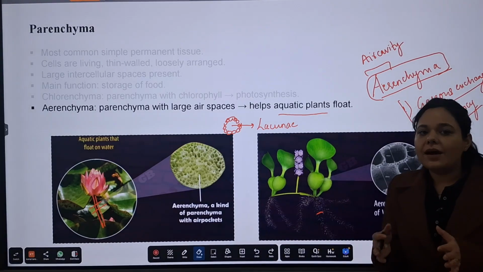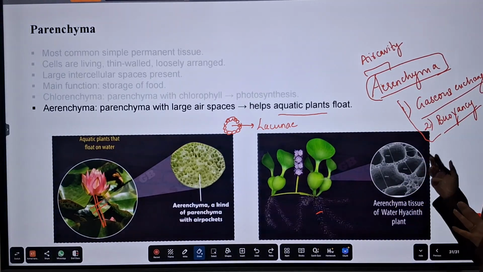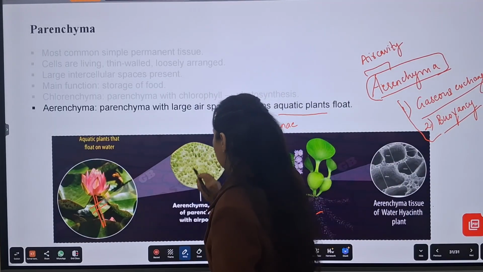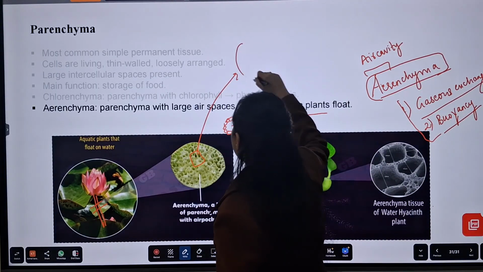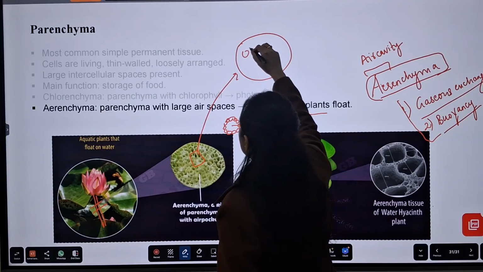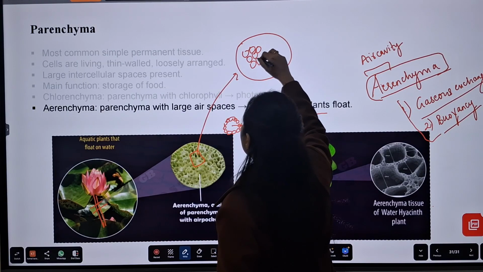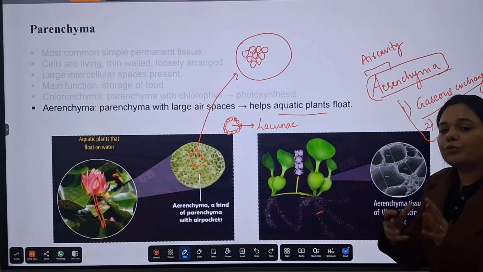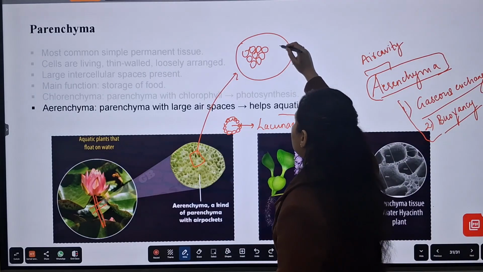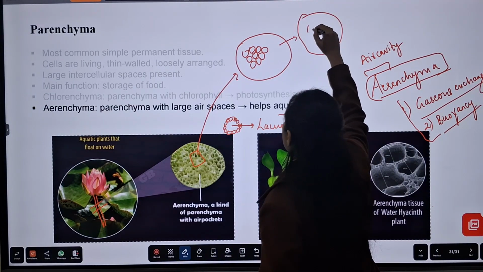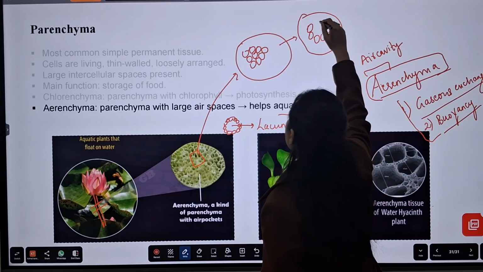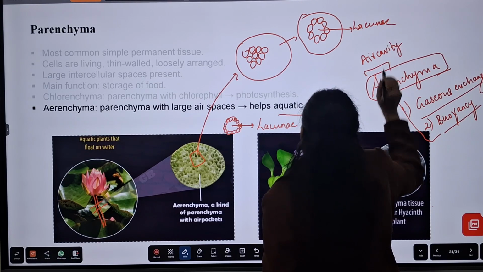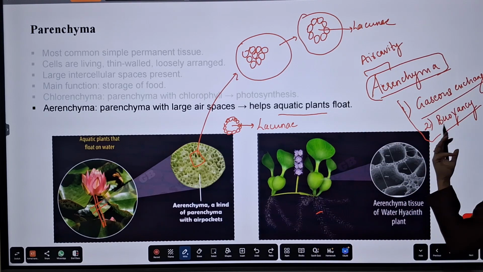Let's also understand how these air cavities develop in the petiole. If we see this portion, initially there are only parenchyma cells. There is no air cavity. But after some time, during growth, some of the cells undergo programmed cell death, they die by apoptosis, and air cavities develop between parenchyma cells. So these lacunae, air cavities develop, and they provide buoyancy and help in gaseous exchange.